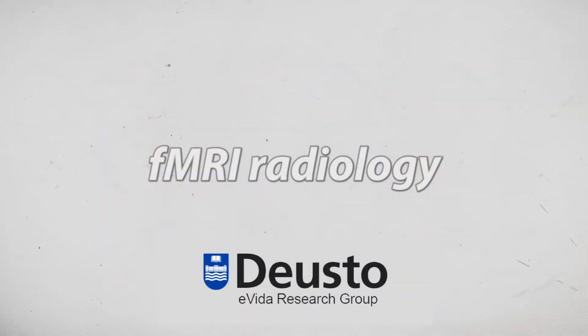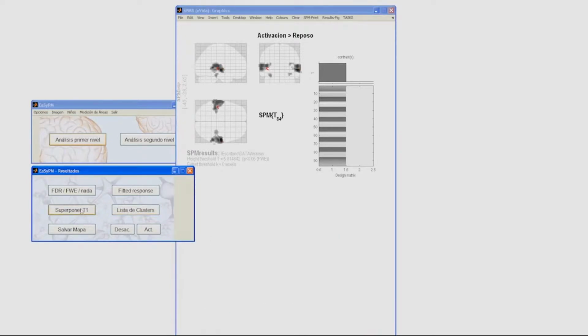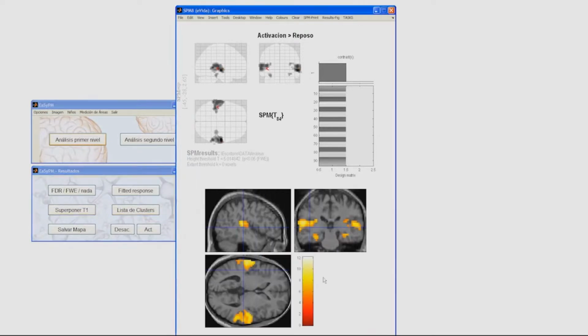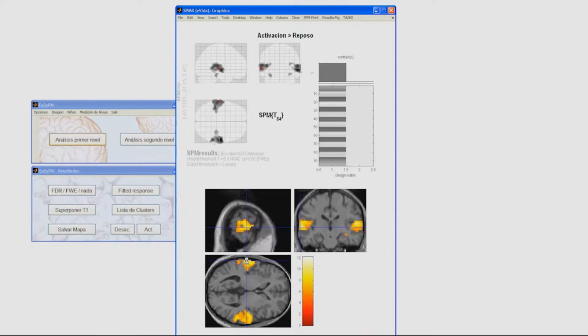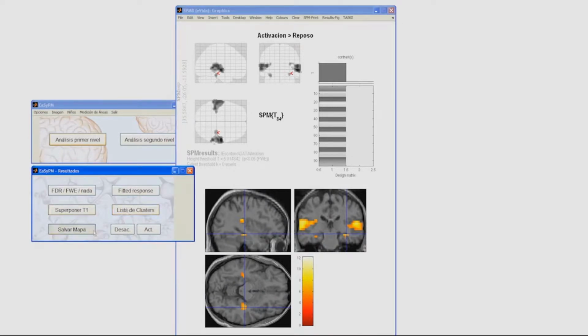fMRI radiology. Functional magnetic resonance imaging, or functional MRI, fMRI, is a type of specialized MRI scan used to measure the hemodynamic response, change in blood flow, related to neural activity in the brain or spinal cord of humans or other animals. When neural cells are active, they increase their consumption of energy from glucose and switch to less energetically effective, but more rapid, anaerobic glycolysis.